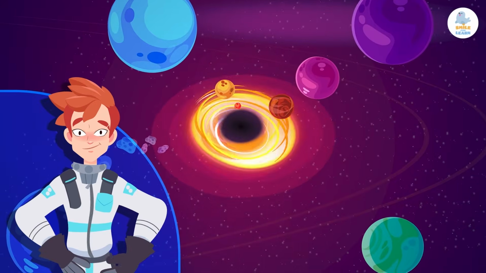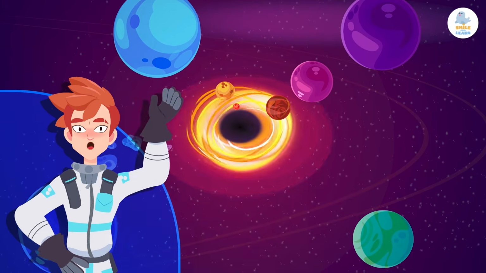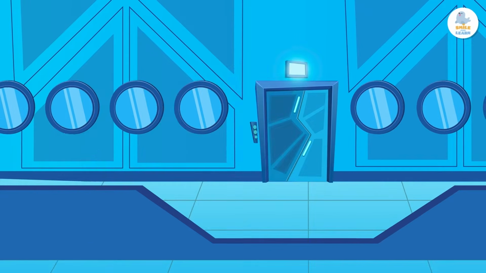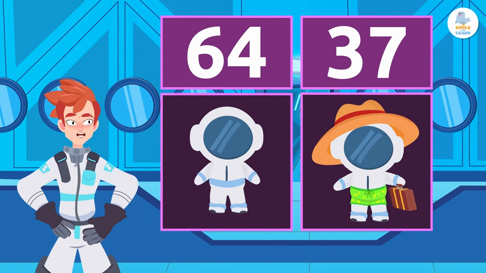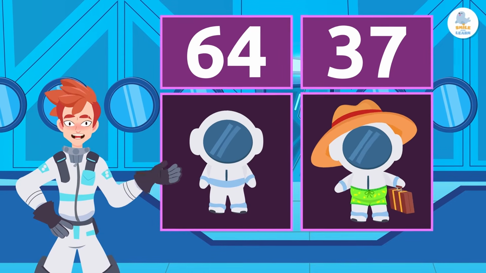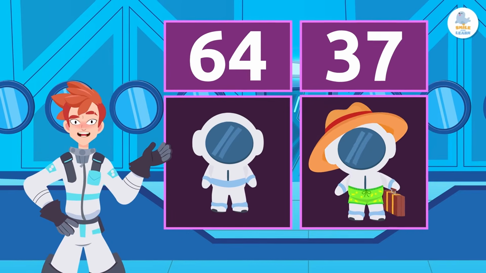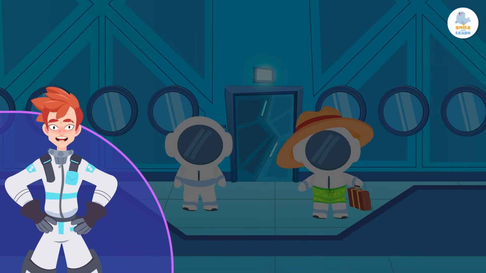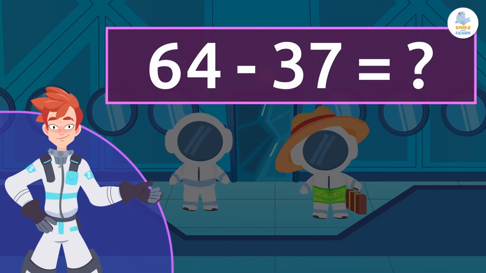Oh no! There are only 20 planets left in this galaxy. Let's do another example. 37 of the 64 astronauts living on the space station went on vacation to Earth. How many astronauts are left on the space station? To find out, we have to subtract 64 minus 37.